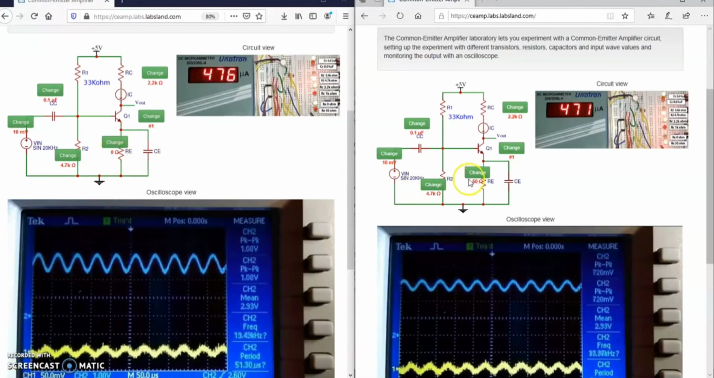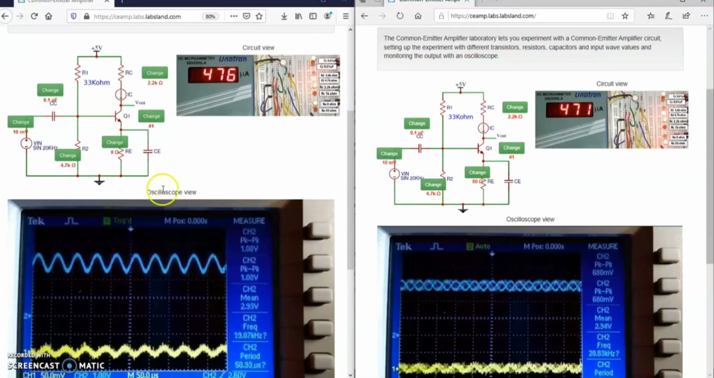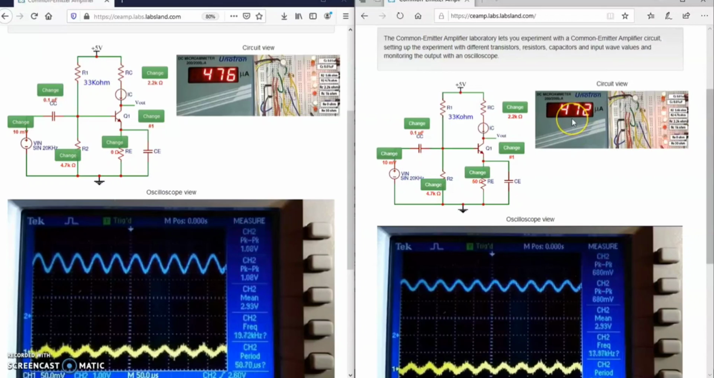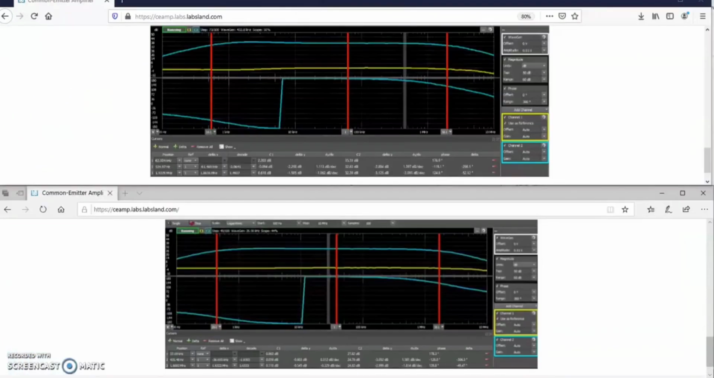Let's see changes in the CE amplifier response as the bypassing of emitter degeneration resistor RE is modified from 0 ohm to 50 ohm. As bypassing of RE does not affect the biasing conditions, the DC collector current remains constant at 476 microampere. As the voltage gain is inversely proportional to RE, the peak-to-peak output voltage decreases from 1.12 volt to 720 mV. The DC voltage at the collector remains constant at 2.93 volt.